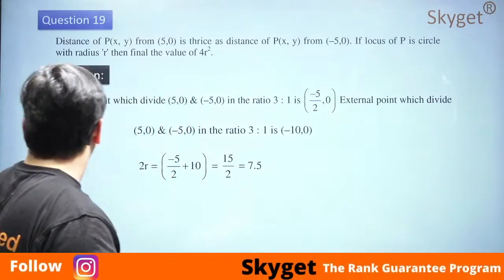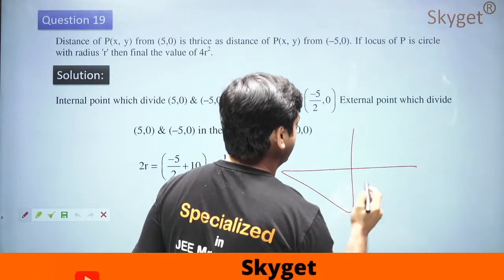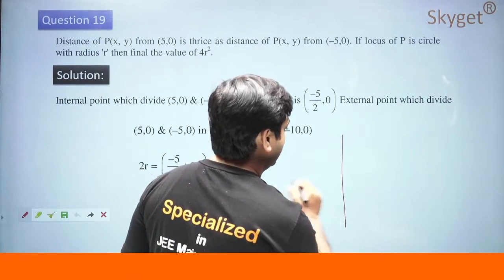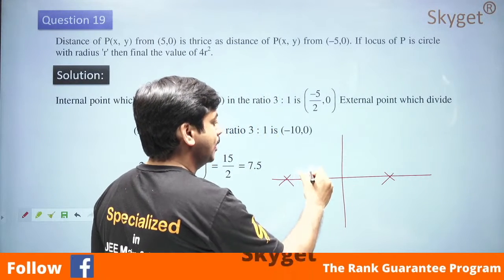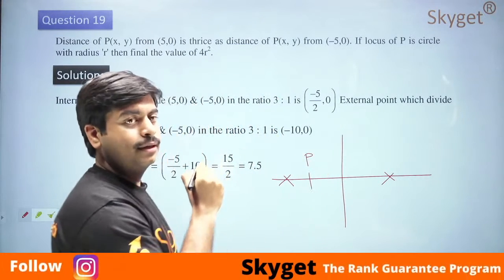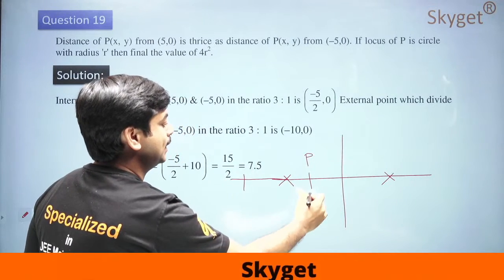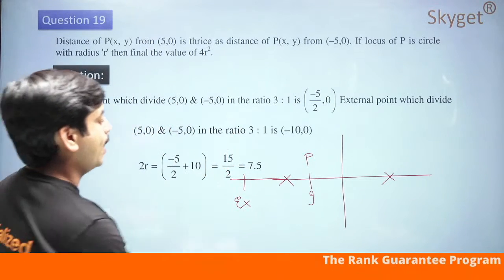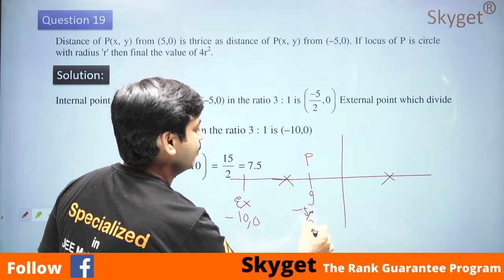Okay, my figure which I drew before. Just take the points in this way. Take the point (-5, 0), because the ratio is 3 comma 1, so the other point will be here. One point P will be here. Because it is 3 times the other, this is the internal point, and you will get the external point here. So that is what is asked. This is (-10, 0) and this is (-5/2, 0).